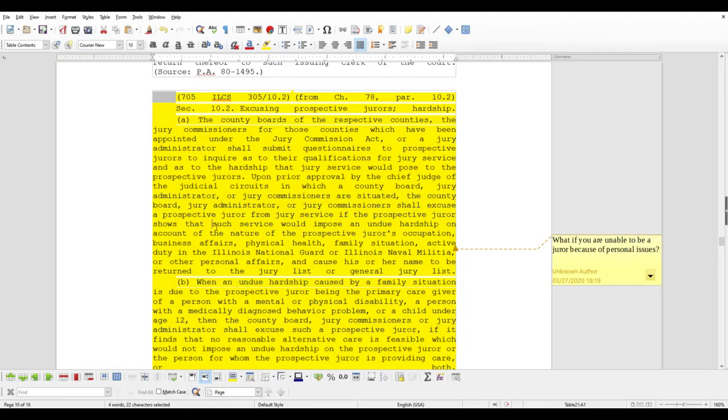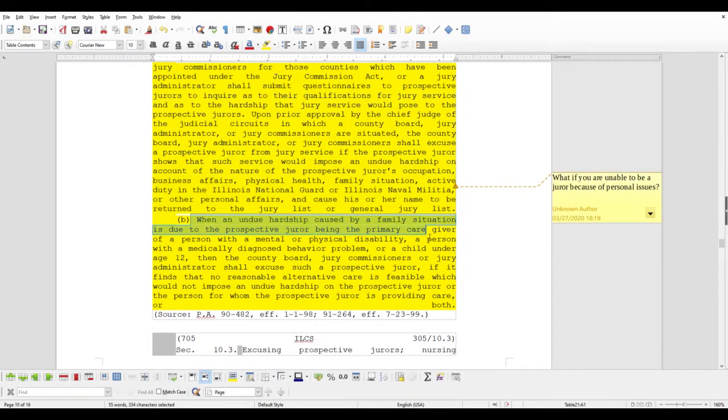So such service would impose an undue hardship on account of the nature of the prospective juror's occupation, business affairs, physical health, family situation, active duty in the Illinois Guard or Illinois Naval Militia, or other personal affairs, and calls for his or her name to be returned to the jury list or general jury list, right? And basically, it goes on to talk about family hardship. But this is the gist of it. If you have some type of legitimate reason why you don't want to be a juror, then you simply provide it, and then you don't have to do it, right?